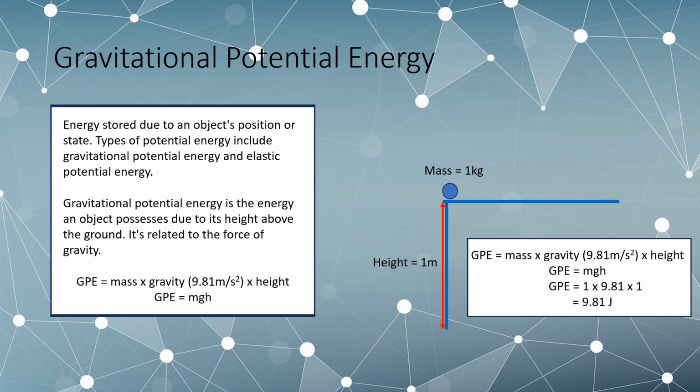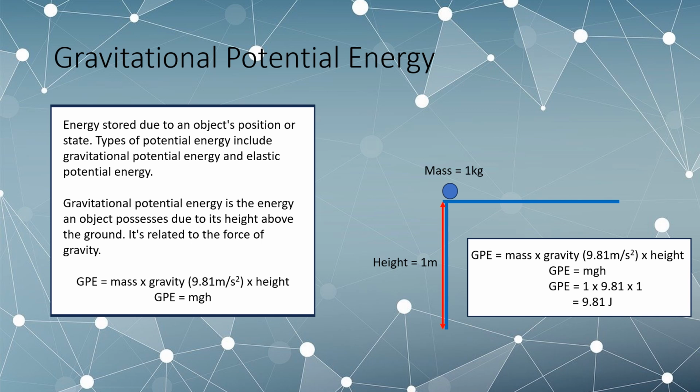Before we get into more complex calculations, let's look at two core types of energy: gravitational potential energy and kinetic energy. We'll start with potential energy. Potential energy is energy stored due to an object's position or state. Types of potential energy include gravitational potential and elastic potential. Gravitational potential energy is the one we're going to focus on today.